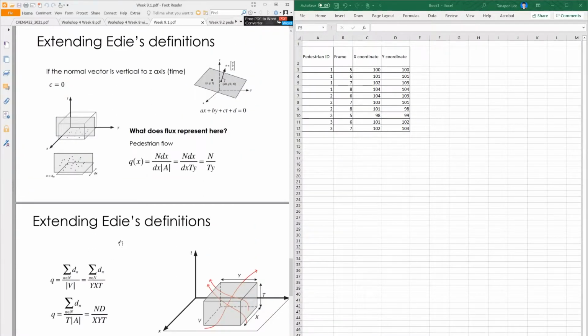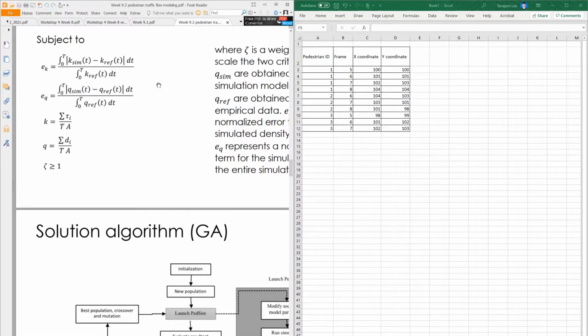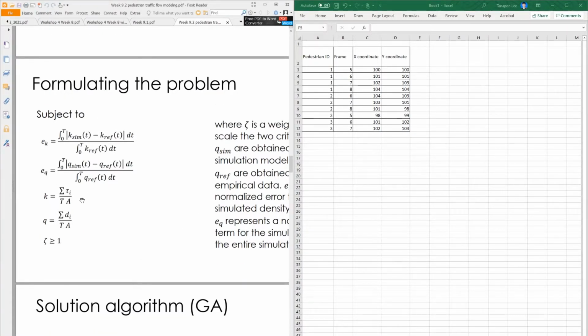And the density, where's the density formula here? The density formula is the sum of the time that people spend in this area, divided by the total time that you observe times the region's area, width times length, pretty much. So we're going to be using these two formulas. This is the exact formula that we're going to be using.